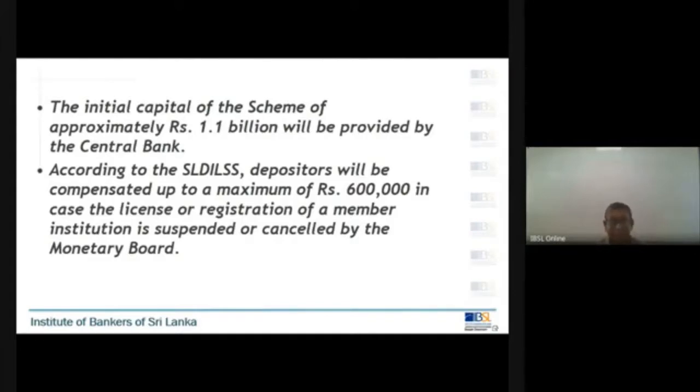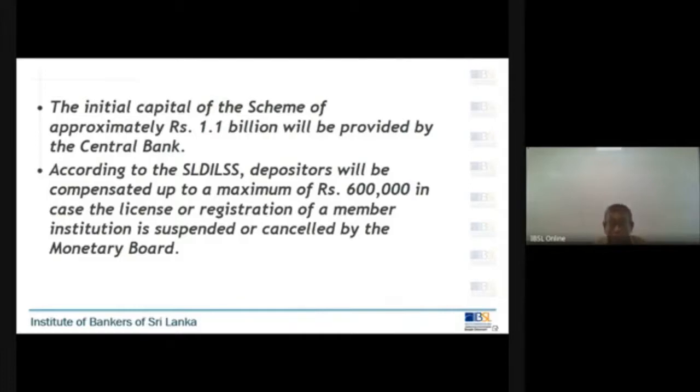Okay? Clear up to now? Any problem? Any question you need to raise with me? Okay. Now, the scheme originally started with only 1.1 billion by the central bank. Now this scheme has come to, as of today, maybe with little changes, around 62 billion.